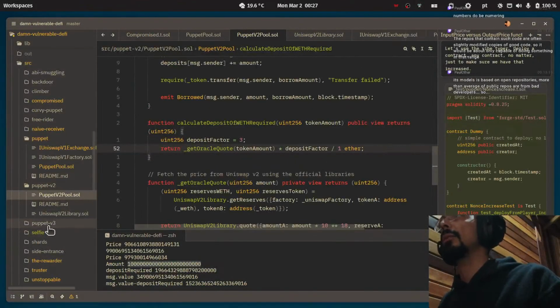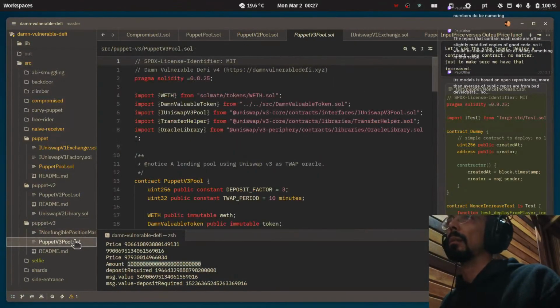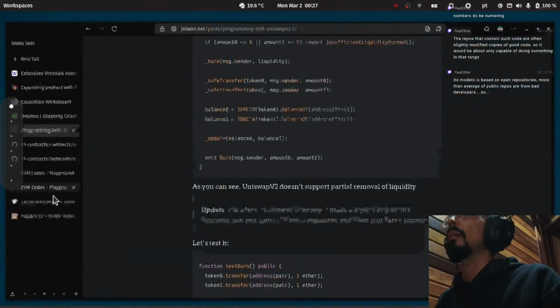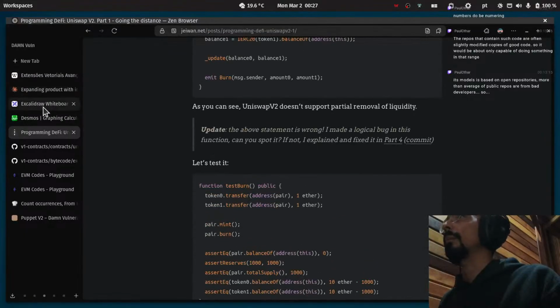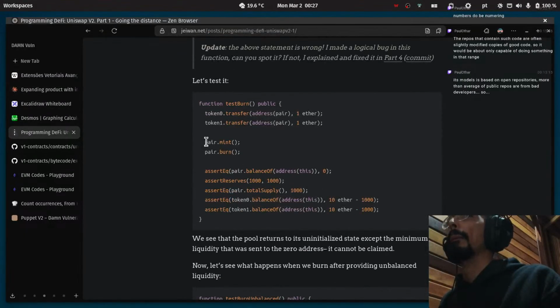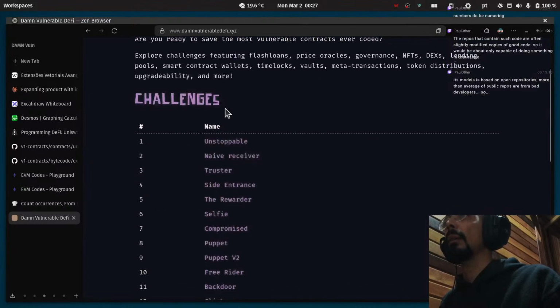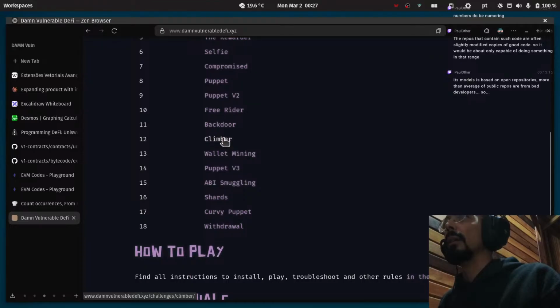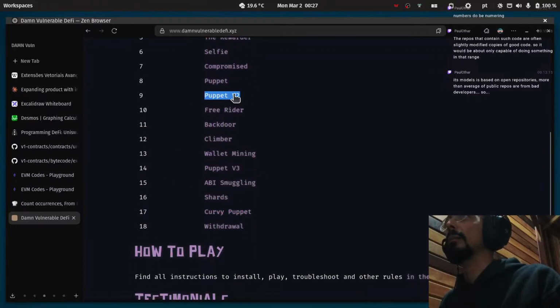Okay, I think the V3. Ah, really? Okay, so a little disappointed. Yeah, a little disappointed if that's the same. I hope they did not do the same. So in the other should be free rider, backdoor, climber. Yeah, we are in the halfway, right?